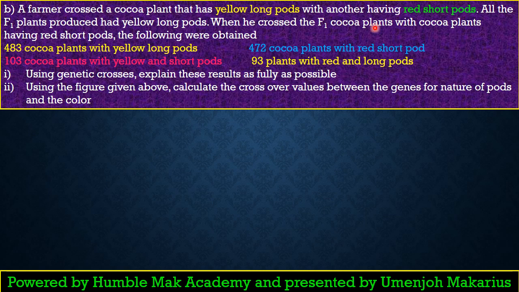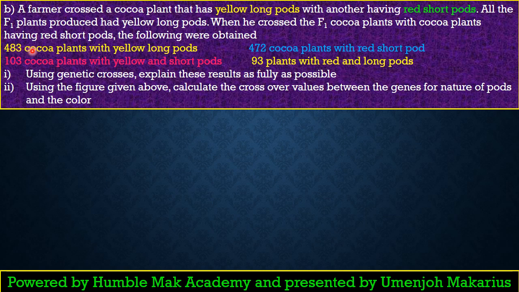Okay, guys, the next part is that a farmer crossed a cocoa plant that has yellow long pods with another having red short pods. All the F1 plants produced had yellow long pods. When he crossed the F1 cocoa plants with cocoa plants having red short pods, the following were obtained.